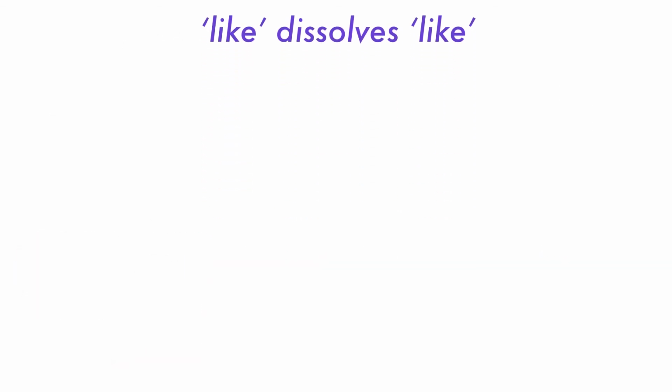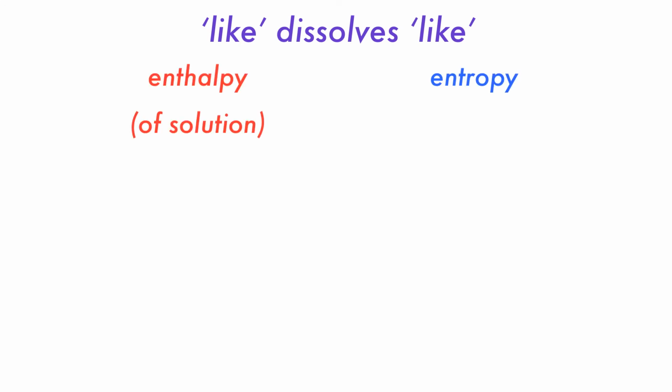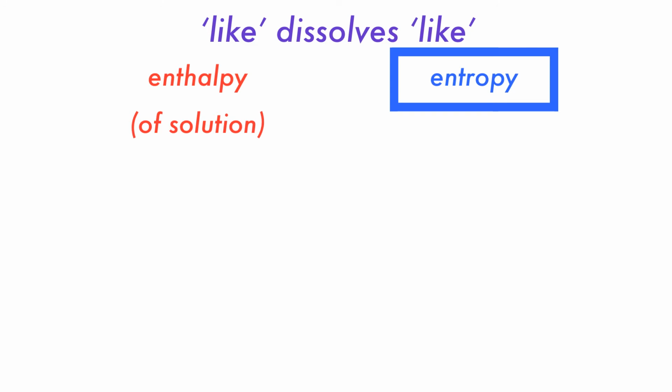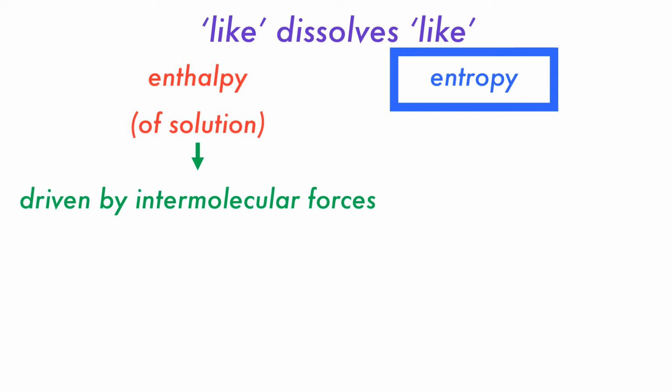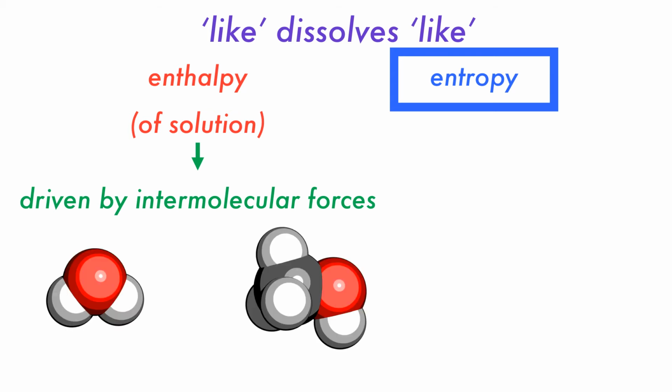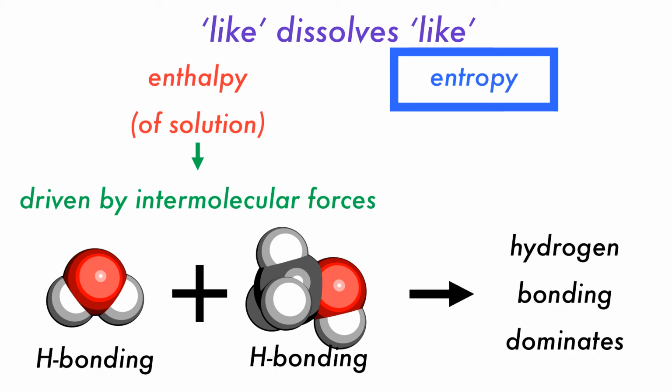What is the basis for this adage, like dissolves like? The main factors are enthalpy and entropy. Entropy is usually the dominant factor due to the drive to disperse energy. The enthalpy of solution is usually driven by the intermolecular forces between the particles. It can be assessed based on the intermolecular forces of the solute and solvent before mixing. For example, in water and methanol, the main intermolecular forces are hydrogen bonds, and after mixing, hydrogen bonding is still the most important, and thus the enthalpy change is expected to be minimal.